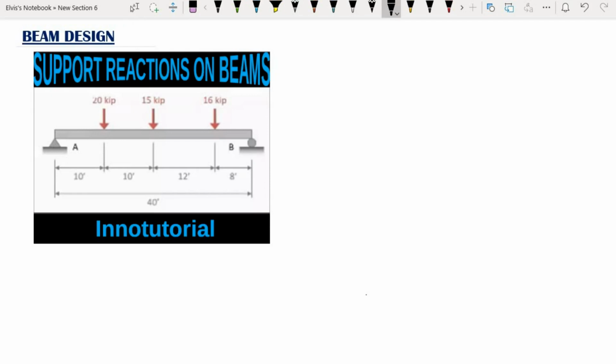Now we are going to be analyzing and designing a reinforced concrete building. But before that, you first need to know how to analyze and design a basic reinforced concrete beam. Now if you take a look at the screen, we have a reinforced concrete beam that has a roller support at point B and a pin support at point A.